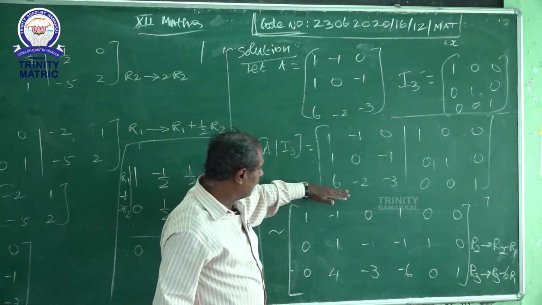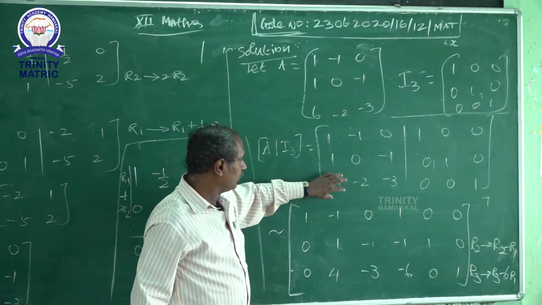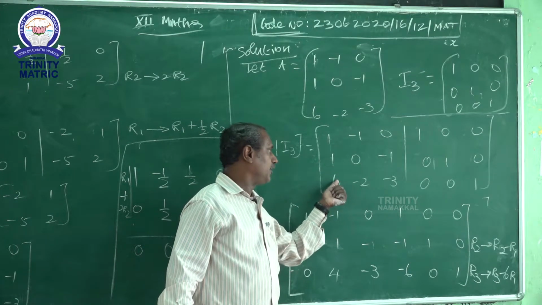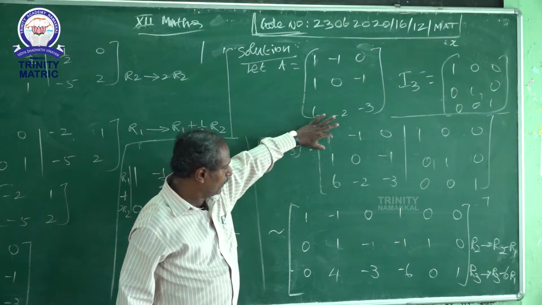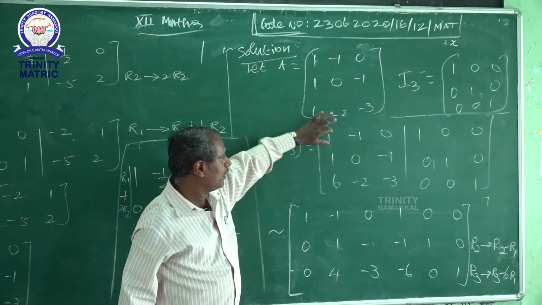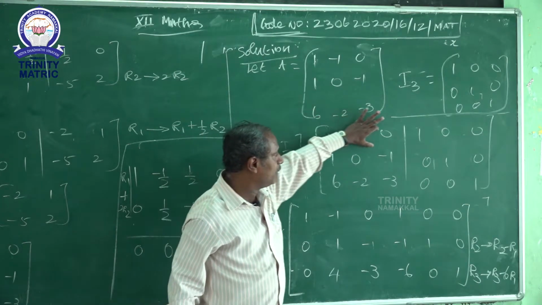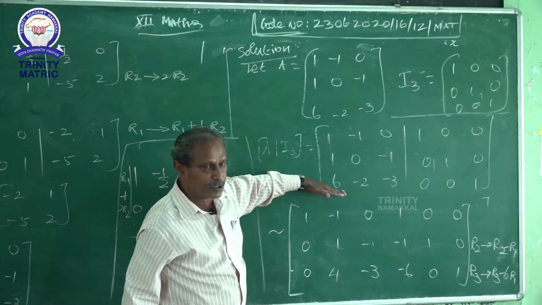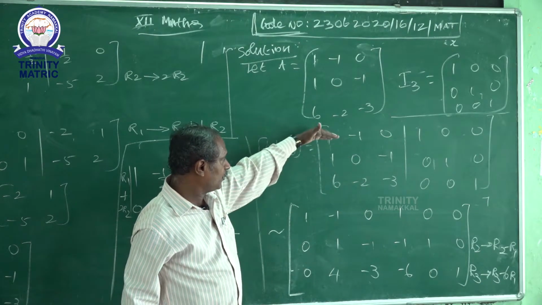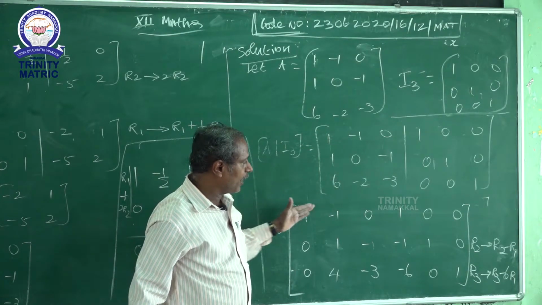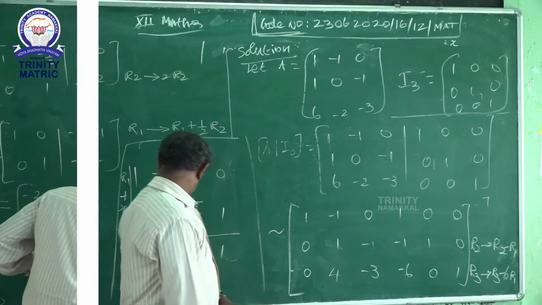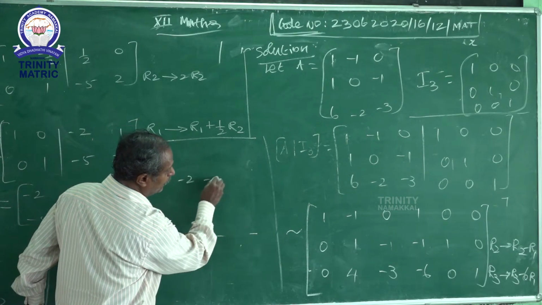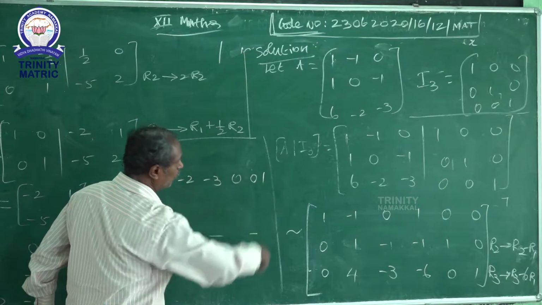Then move on to the third row. The first element should be 0, and for that we are having 6. Suppose we want to make this 0, then compare with row 1. The first row has 1, so 1 can be easily multiplied by 6. Subtracting the first row multiplied by 6 from the third row, we will get 0. So write the third row first: 6, minus 2, minus 3, 0, 0, 1.